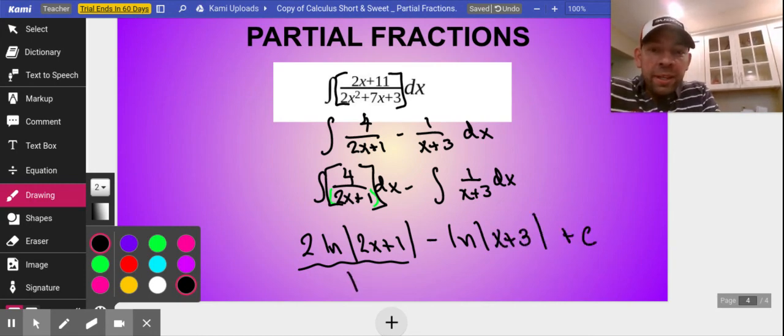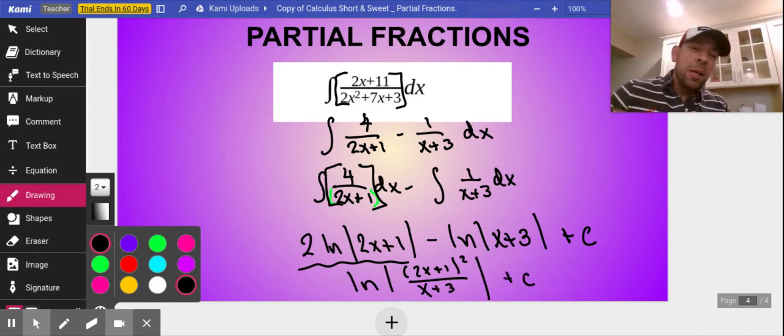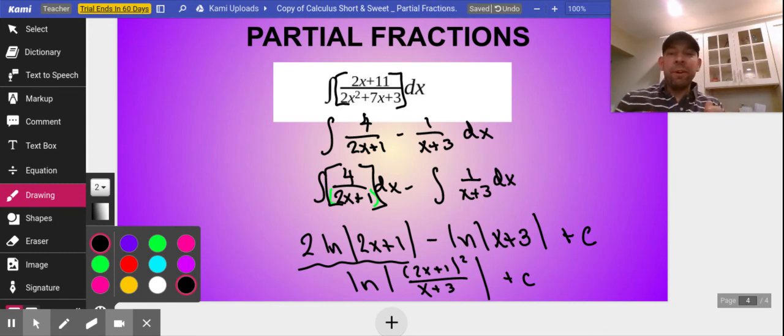And if you wanted to get really cute, you could use your log properties to condense everything, where the 2x plus 1 is getting squared. We're going to divide that by x plus 3. We've still got our absolute values, and now you've got a really cute answer. But that last step is usually very, very optional.